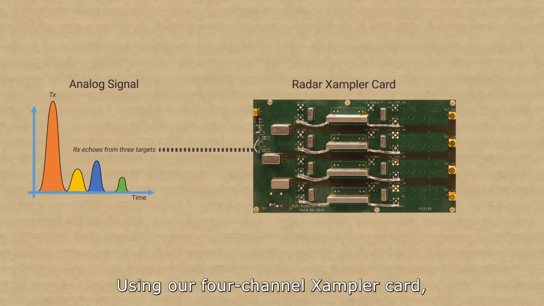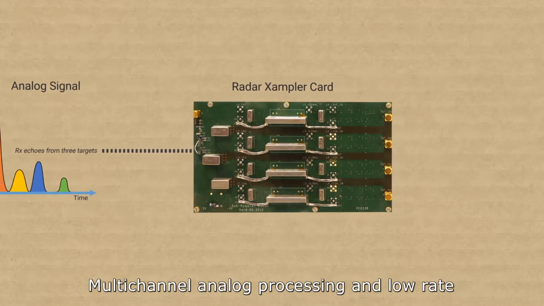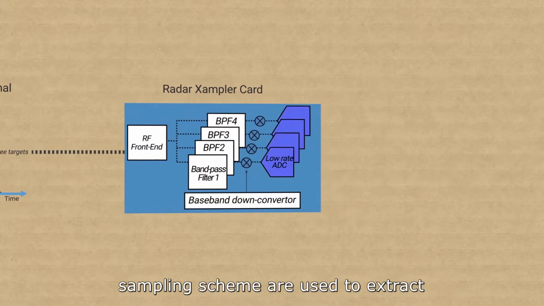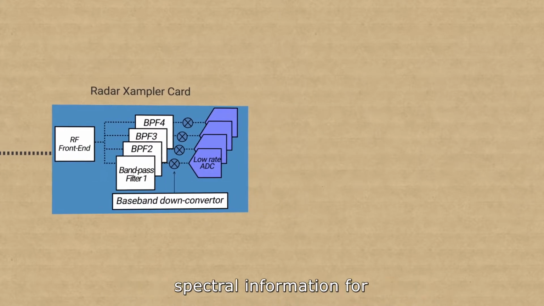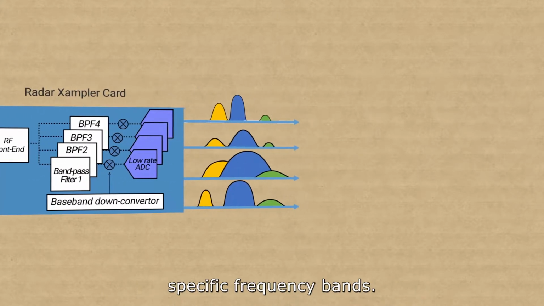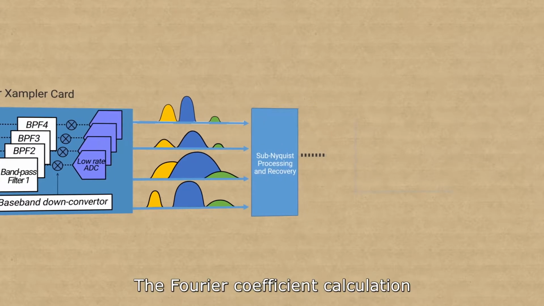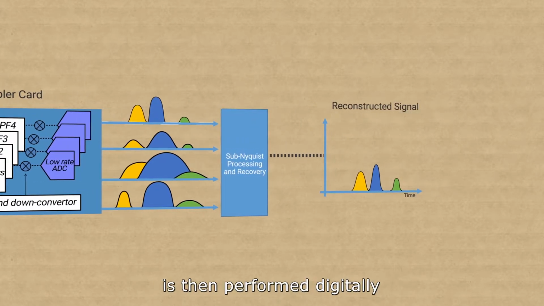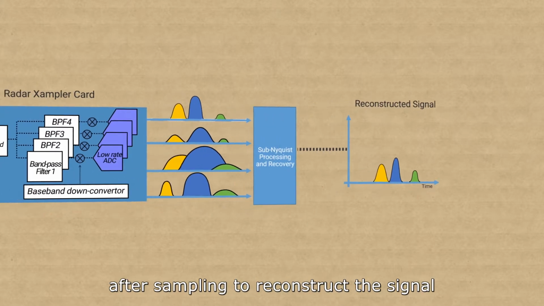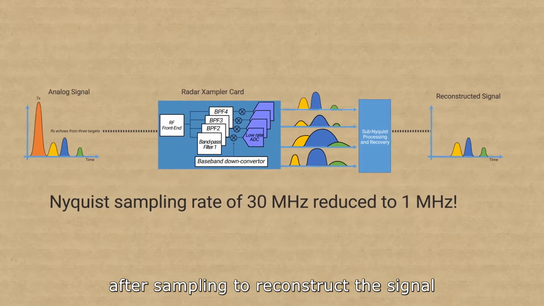Using our 4-channel sampler card, multi-channel analog processing and a low-rate sampling scheme are used to extract spectral information for specific frequency bands. The Fourier coefficient calculation is then performed digitally after sampling to reconstruct the signal.